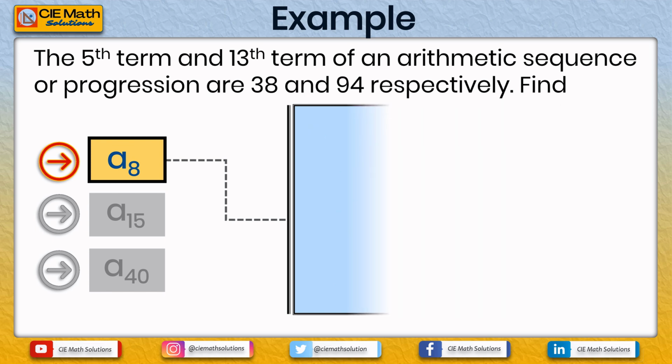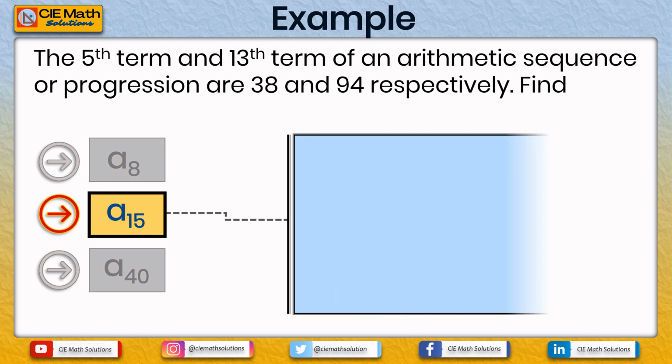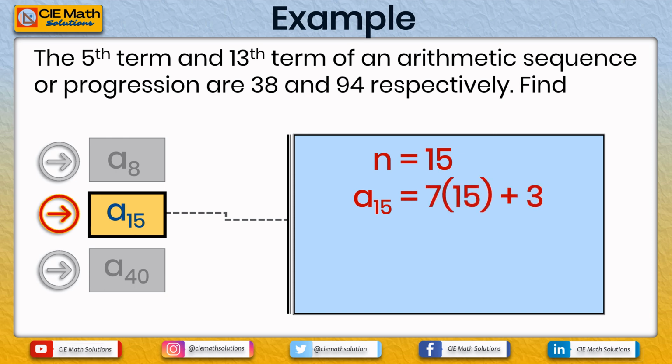For the second item, which is a15 or the 15th term, the value of n here is equal to 15. Substituting this value of n in the general rule of the arithmetic sequence, we then have a15 is equal to 7 times 15 plus 3, which is equal to 105 plus 3. The 15th term of the arithmetic sequence then is equal to 108.